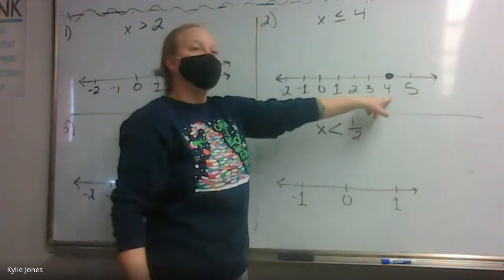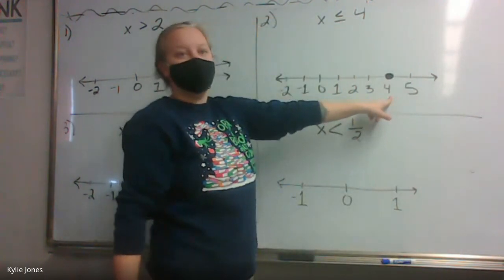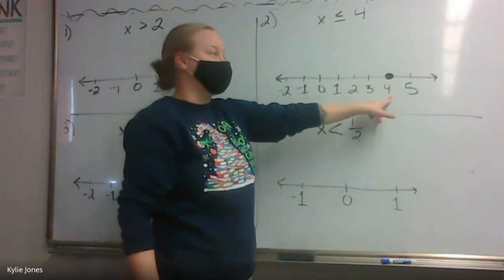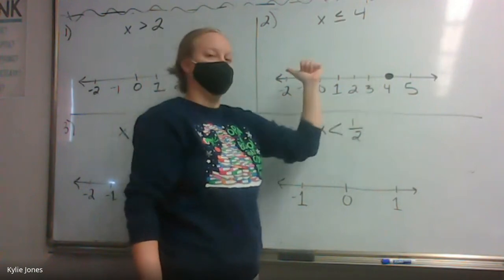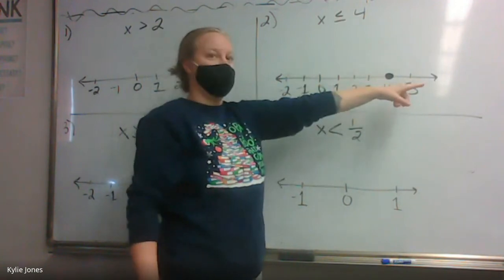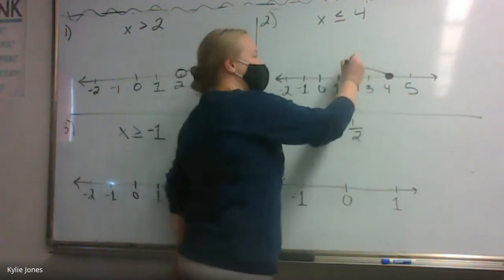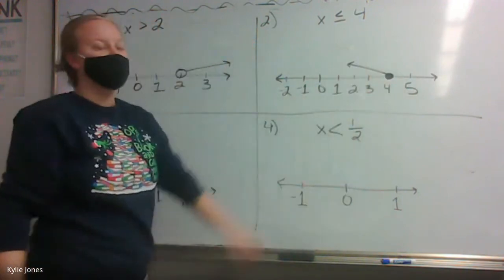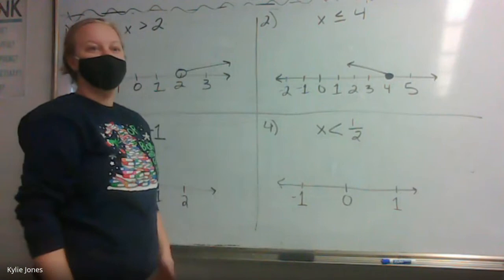And now, if it's less than, we need to make sure our arrow points to the numbers that are less than 4. So will I point it to the left or to the right? To the left, to the numbers less than 4. That's your answer. That's your graph.